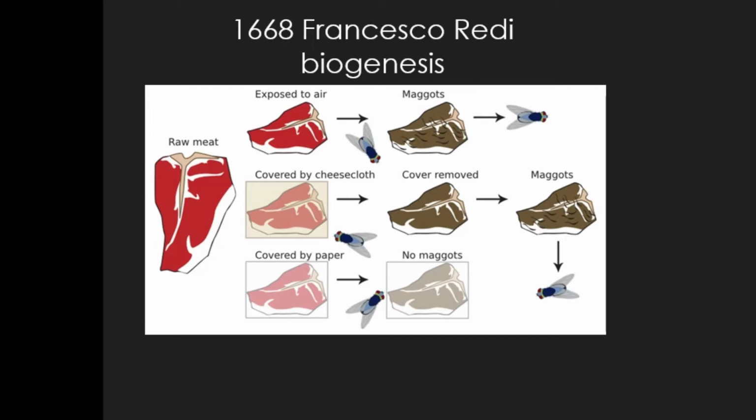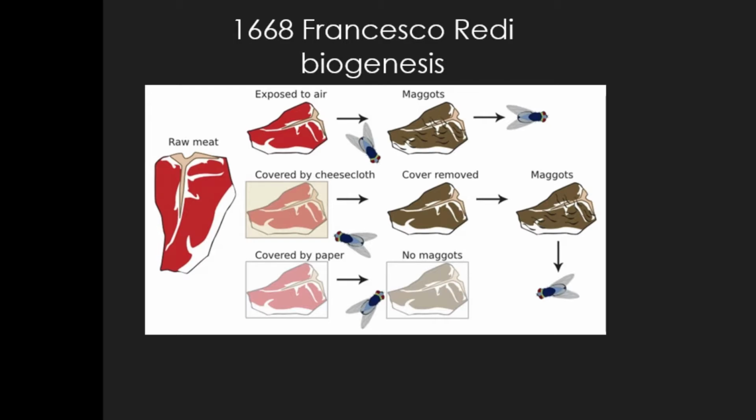He believes that flies lay microscopic eggs onto putrid matter. Those eggs hatch into maggots. Maggots, of course, metamorphose into flies, and the cycle repeats itself. So he sets out this experiment where he has pieces of meat. He exposes some to the air, and not surprisingly, they grow maggots, and those maggots transform into flies. He covers some with cheesecloth. Because the cheesecloth covers the meat, no maggots are there, and then when he takes the cover off, sure enough, maggots and flies emerge.